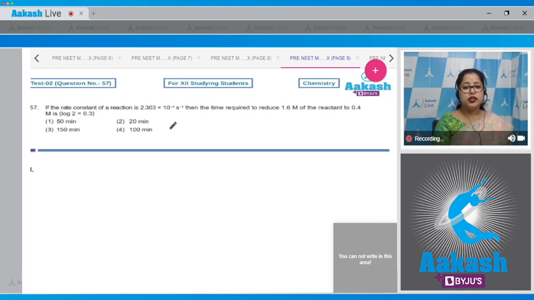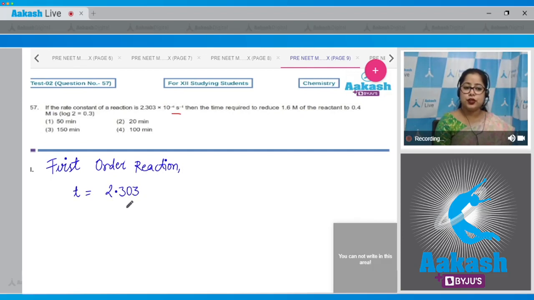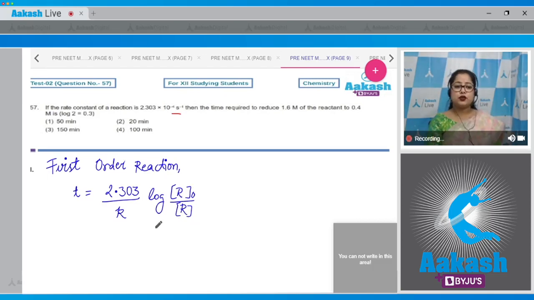Student, first of all, we are given a first order reaction. Here you can see the unit of rate constant, which is per second, which shows that the given reaction is a first order reaction. So here I'm writing first order reaction. And for first order reaction, the time required is equal to 2.303 upon rate constant, that is k, log initial concentration, that is R naught, upon the concentration left after time t, which is denoted as R. So student, let's put the values of k, R naught and R in the given equation.